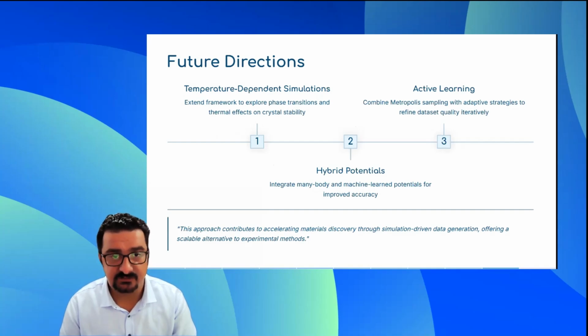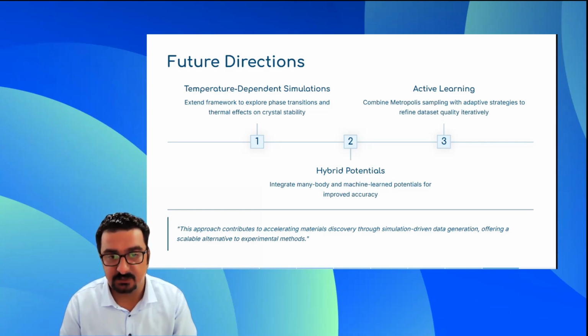Future directions. First, we plan to implement temperature-dependent simulations. By varying the temperature, we can explore phase transitions and thermal effects on crystal stability. This will allow us to simulate more realistic material behavior under different conditions. Second, we aim to incorporate hybrid potentials. This involves integrating many-body interaction models and machine-learned potentials to improve the accuracy of the energy evaluations. These advanced models can capture complex atomic interactions that traditional pairwise potentials may miss.